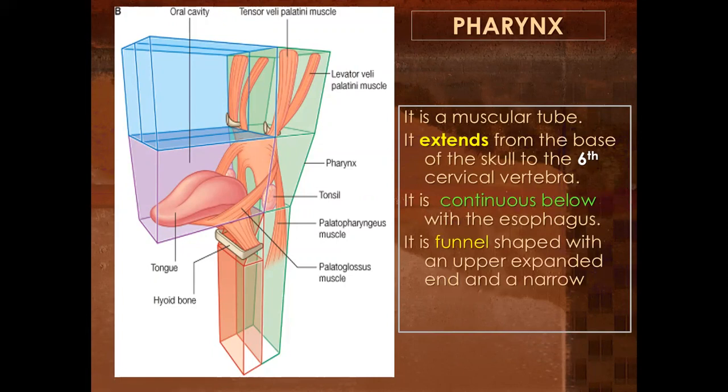So the beginning of the esophagus will be the 6th cervical vertebra. Above that, this whole thing from the base of the skull up to the 6th cervical vertebra will be the pharynx. It is funnel shaped with an upper expanded end and a narrow lower part. If you can see here, the upper part is much broader compared to the lower part. As it goes down, it becomes narrower and narrower so that it can open into the esophagus. So it is funnel shaped.